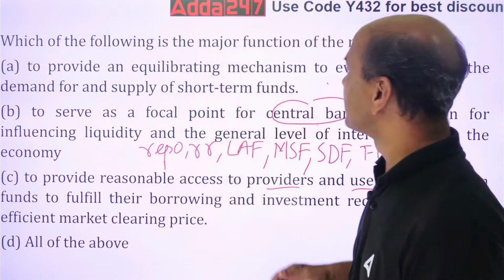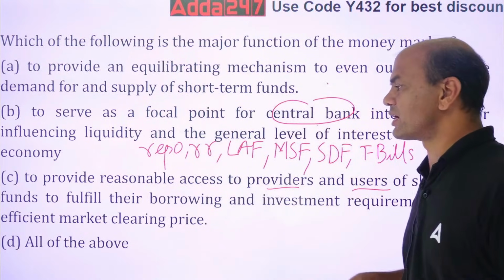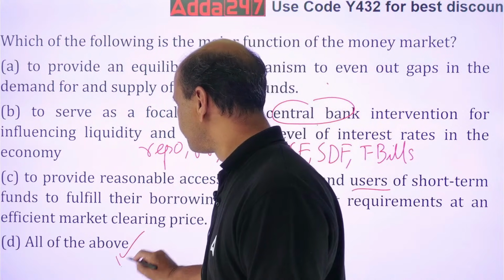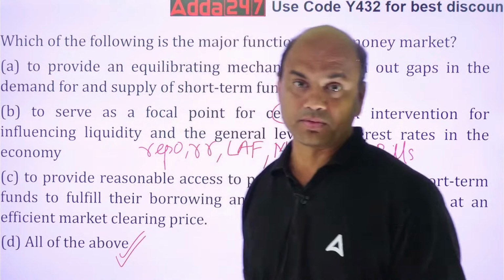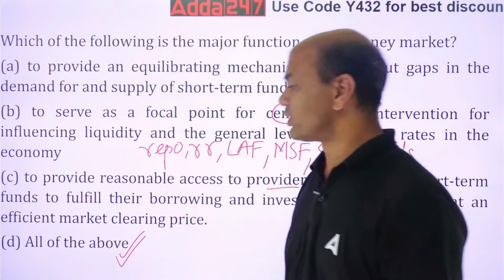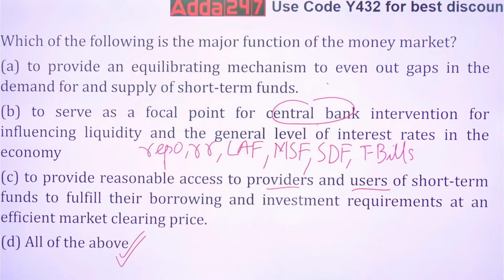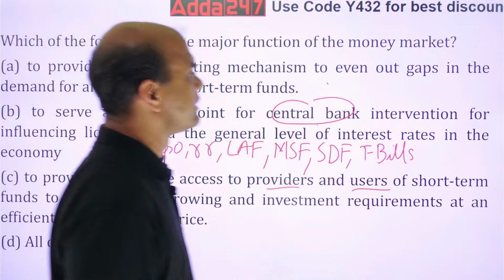So the question over here is the major function in the money market. The major function in the money market is all of the above. That is a major function. Got it, everyone? Understood? Important question this was. Got it? Move on. Next.